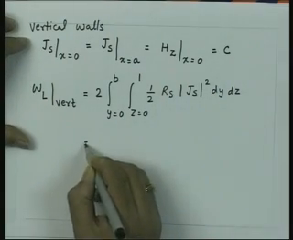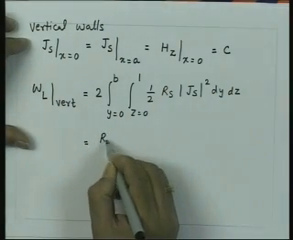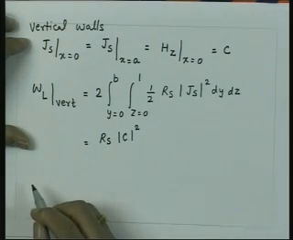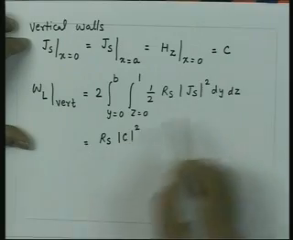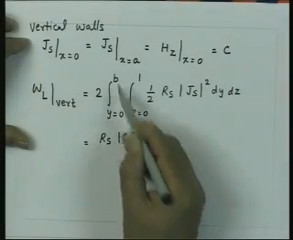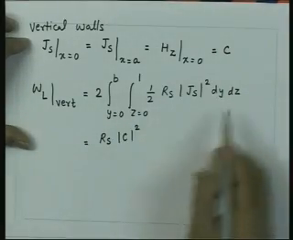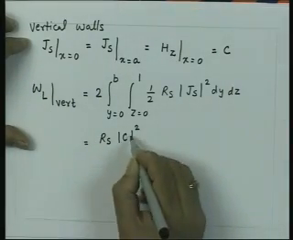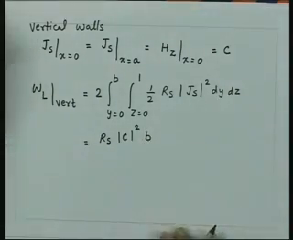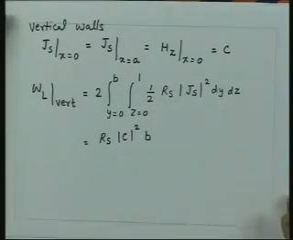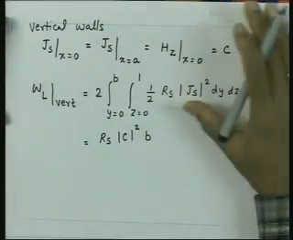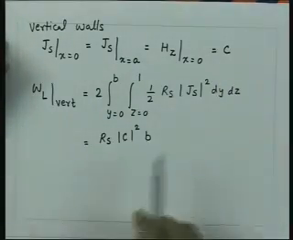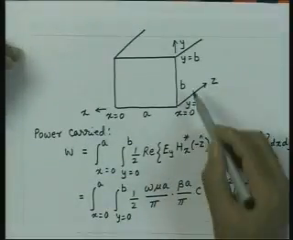So, from here we get Rs |C|^2. The integral y equal to 0 to b will give me b, and 0 to 1 for z will give me 1. So, loss in the vertical wall is this multiplied by b. The calculation of loss in the vertical wall is quite simple, because we have only one component of the surface current, which is the y oriented surface current.